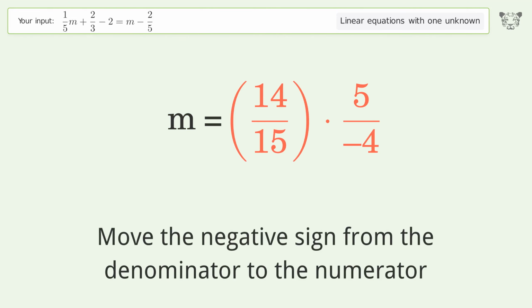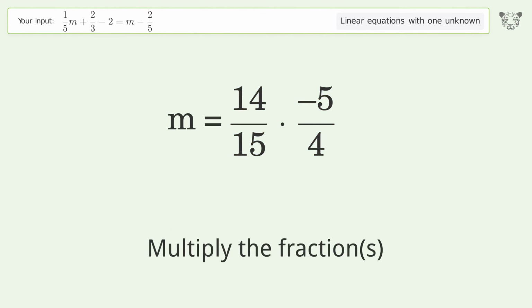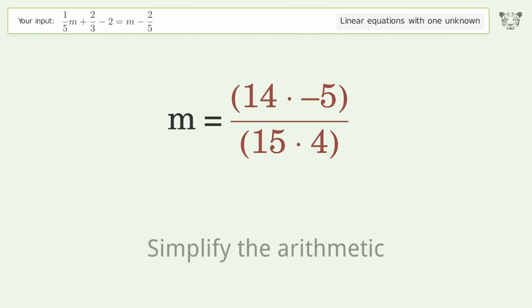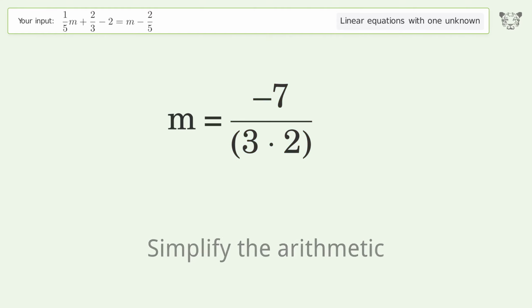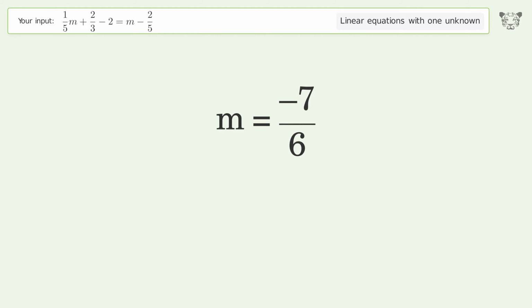Move the negative sign from the denominator to the numerator. Multiply the fractions. Simplify the arithmetic. And so the final result is m equals -7/6.